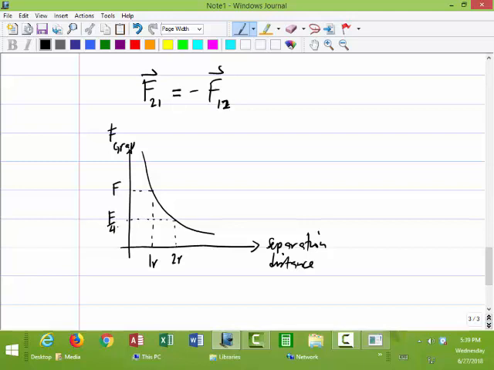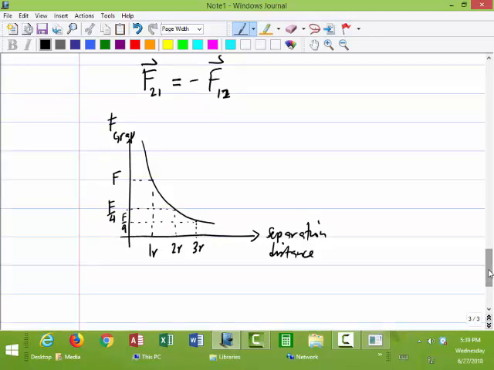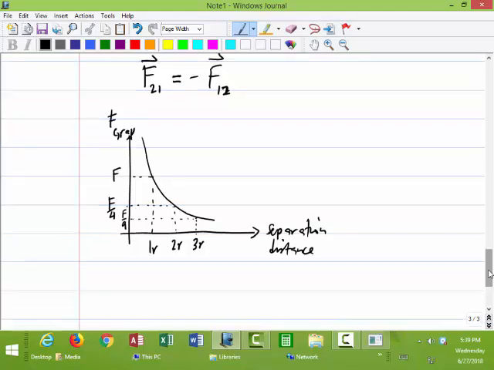So this is F over 4. If the distance between the objects is tripled to 3r, the force goes as F over 9, so the force decreases by a factor of 9. So this is an inverse square law relationship. And the opposite will happen: suppose you cut the separation between the objects in half, the force increases by a factor of 4. If you cut the separation to a third, the force increases by a factor of 9, and so on.